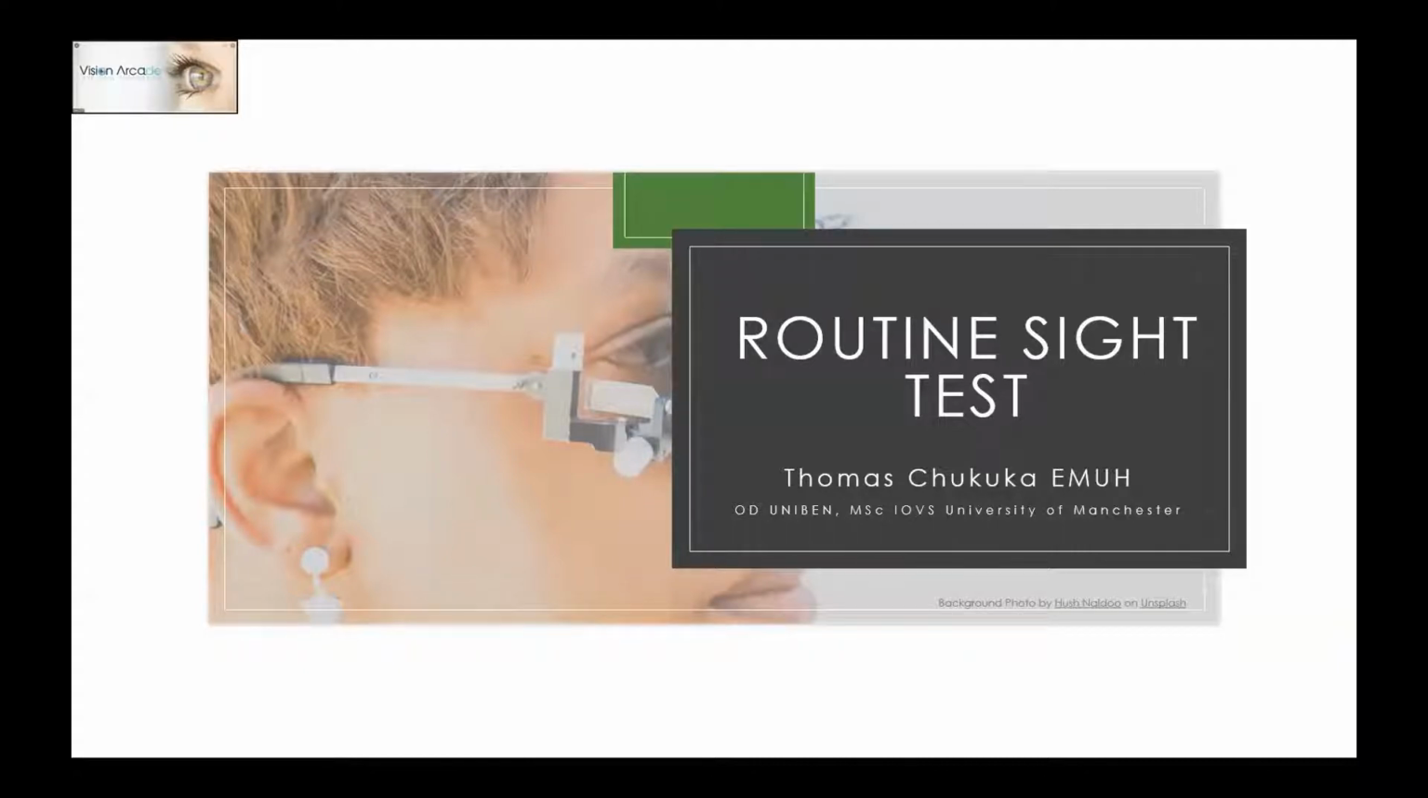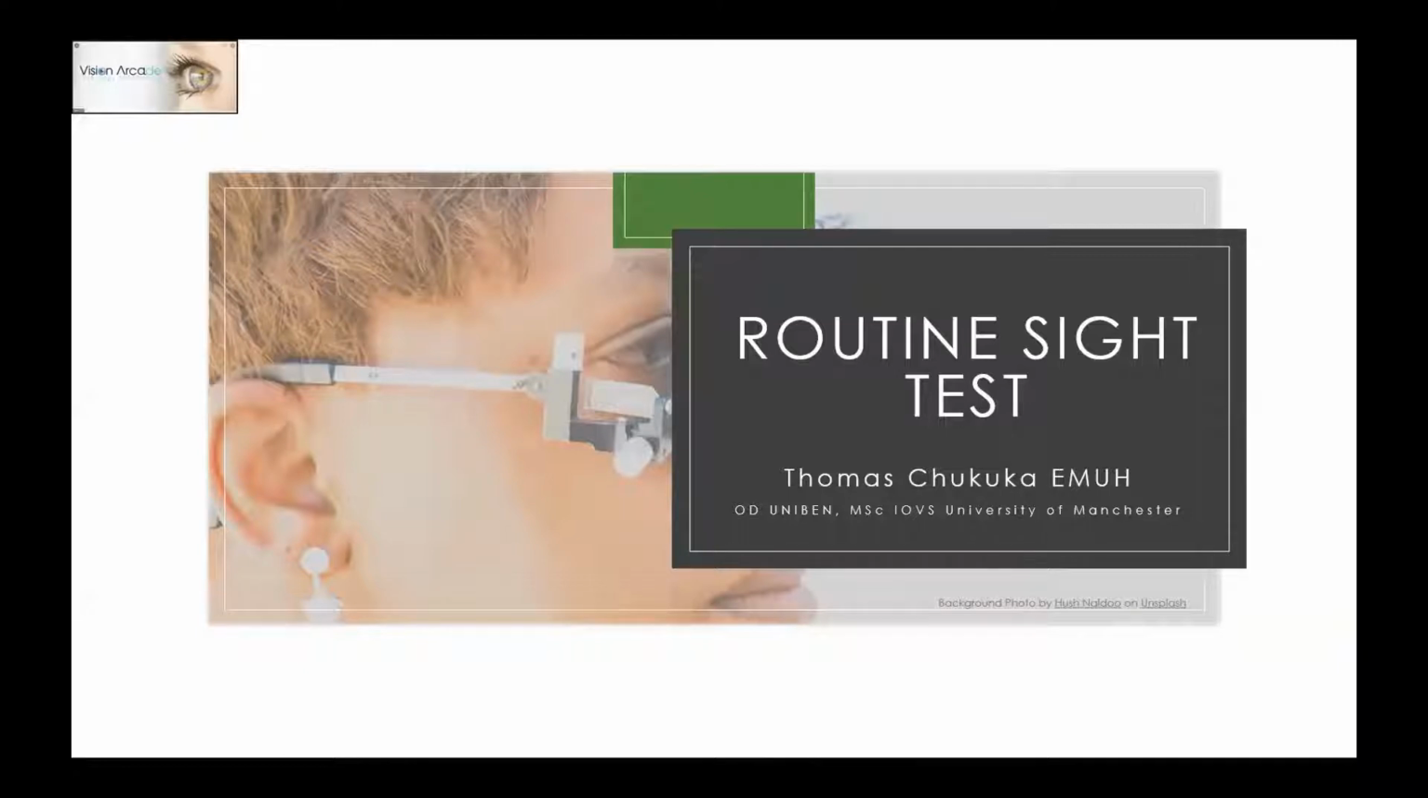So routine eye test covers case history, visual acuity, cover test, and motility test, but I'll be majoring on refraction. I will also cover oculomotor balance tests, external examination, internal examination, and recommendation. So we'll start with case history. Case history covers your reason for visit. That's where you chat with your patient: ocular history, health history, medication, and family ocular and health history.